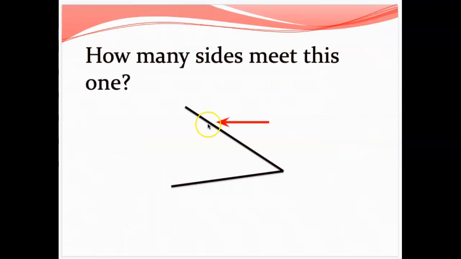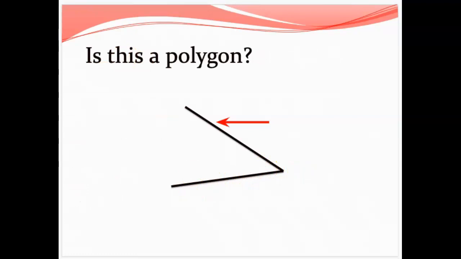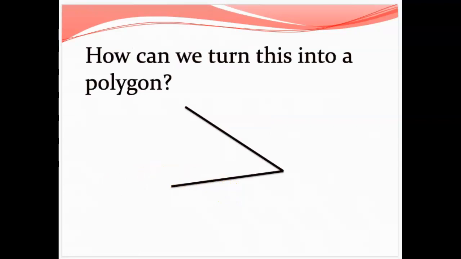All right, look at this side here. How many sides meet this one? Just this one, right? So, is this a polygon? Straight sides. Closed. It's not closed, so no, this is not a polygon. And it only has 2 sides right now, and a polygon needs to have 3. So how can we turn this into a polygon? On your paper, I want you to create the shape and turn it into a polygon.